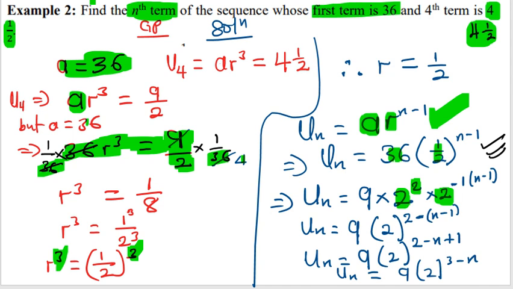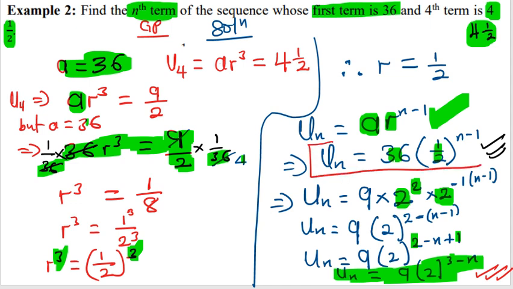So we still have 9 into bracket 2. You add 2 plus 1 will give us 3, then minus n. So the final nth term formula becomes this. So this is the final answer. However, if you leave your answer here, it is still correct. But this is more simplified.